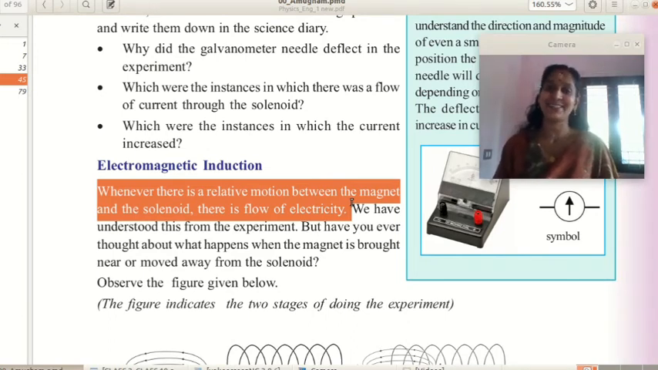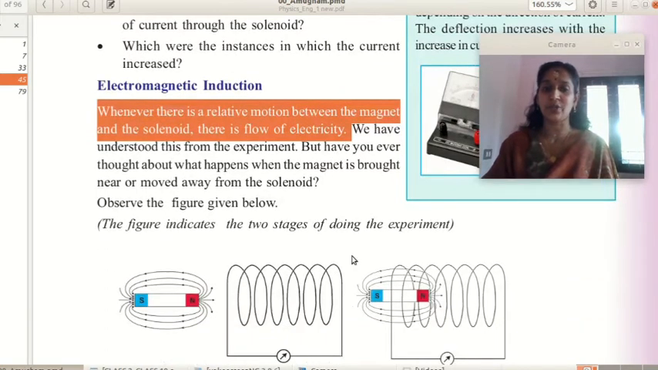Okay, very good. We have understood from this experiment that due to the relative motion between magnet and solenoid, there will be flow of current. A current is produced and EMF is produced. But have you ever thought about what happens when the magnet is brought near or moved away from the solenoid?